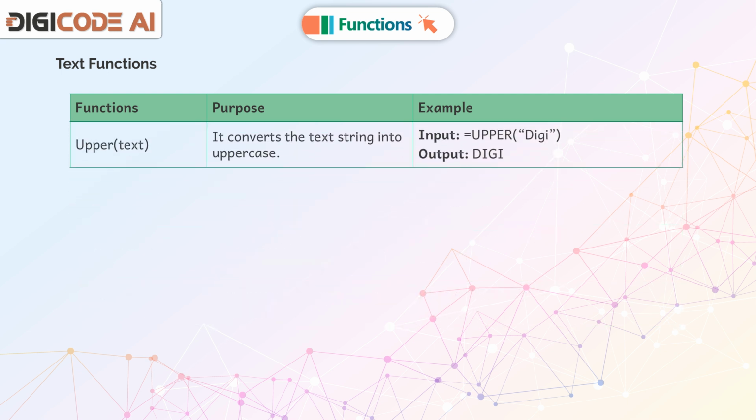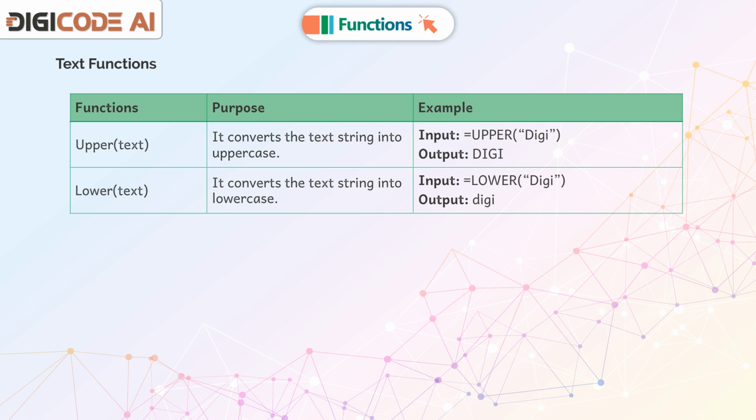Output: 4. UPPER(text). It converts the text string into uppercase. Input: =UPPER("digi"). Output: DIGI in uppercase. LOWER(text). It converts the text string into lowercase. Input: =LOWER("digi"). Output: digi in lowercase.